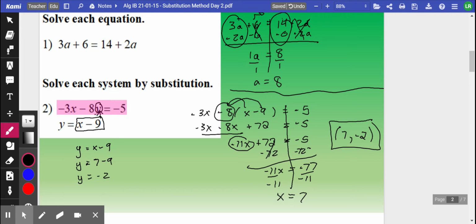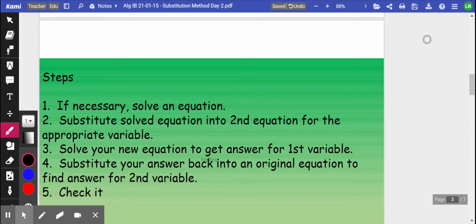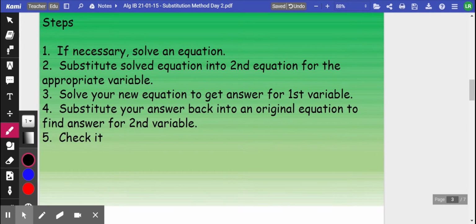All right. For our lesson. Now, you do not need to write these steps down again as long as you wrote them down yesterday. Okay, but our steps remain the same here. If necessary, we are going to solve the equation. And I'll be honest, we're going to have ones where one of the two equations are solved for you when we do substitution.